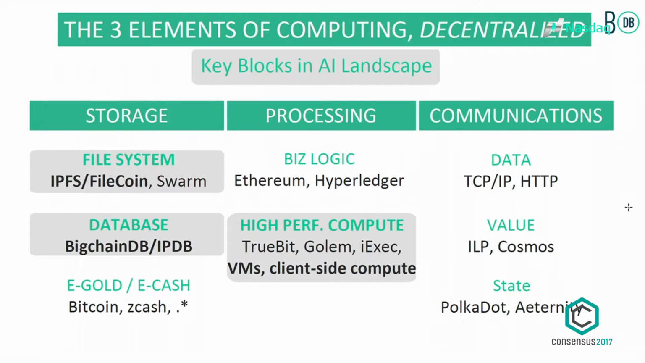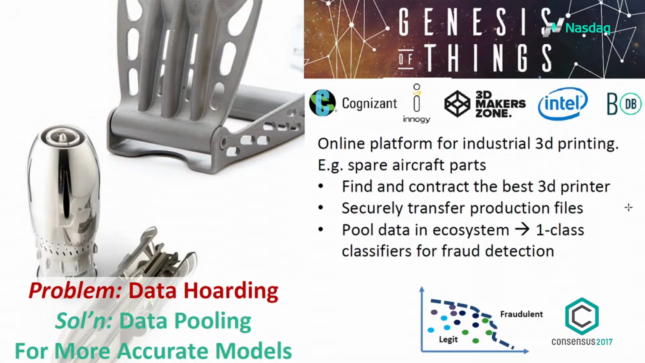So within the world of AI, there are a few building blocks that matter the most. First of all, file system, where IPFS is probably the most mature. Database, BigchainDB, IPDB. And in high-performance compute, the VMs and the client-side compute are the most mature. So these are really the tools; if you want to do AI applications related to blockchain, these are the ones you're probably going to be working with. Let's talk about some of these applications.